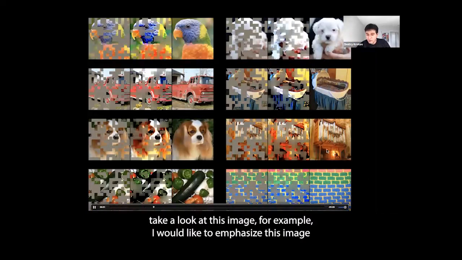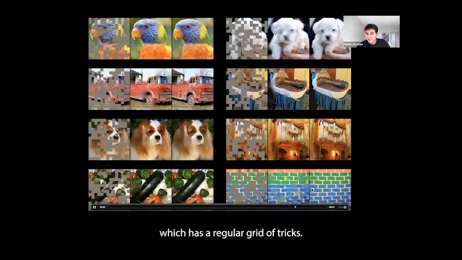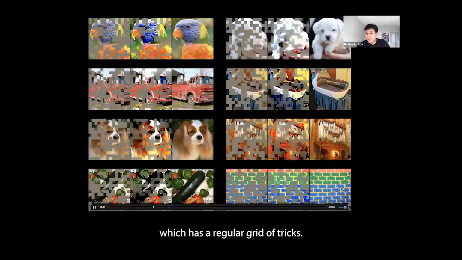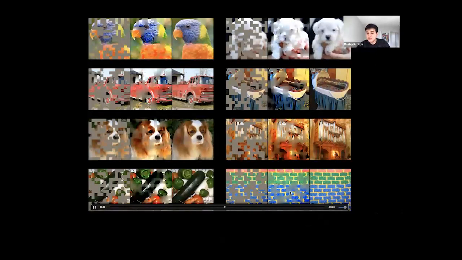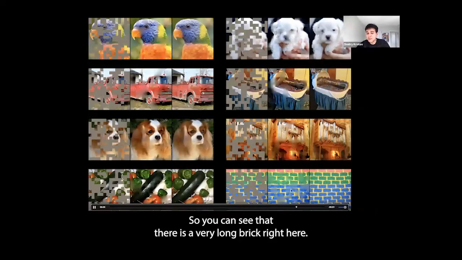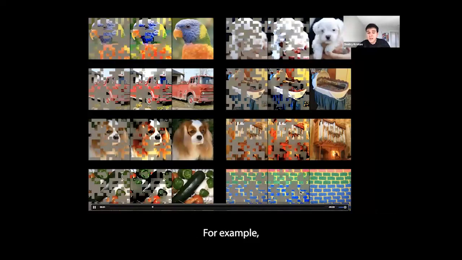If we take a look at this image, for example, I always like to emphasize this image, which has a very regular grid of bricks. You can see that right here, because some of the boundaries are completely occluded in the initial seed. So you can see that there is a very long brick right here, for example.